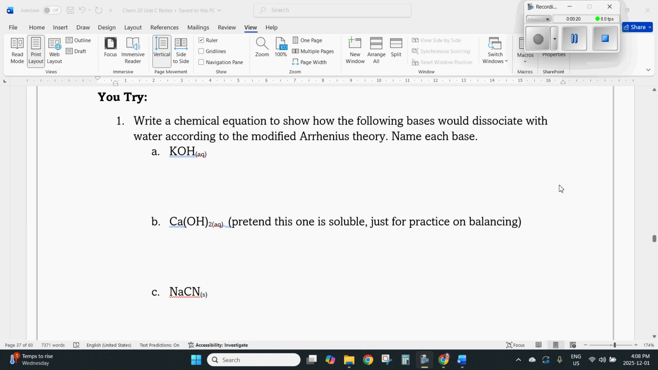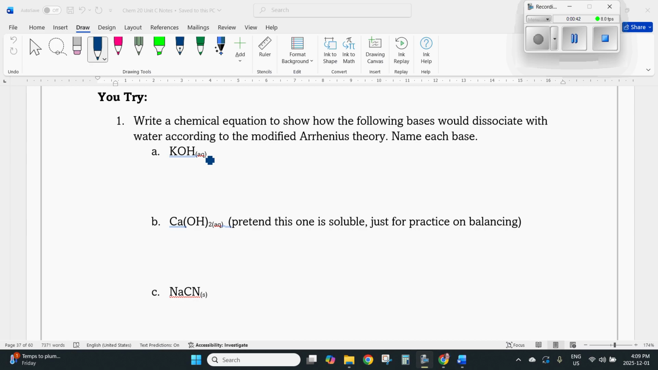Our first U-try is KOH. So it says, write a chemical reaction or a chemical equation to show how the following bases would dissociate in water according to the modified Arrhenius theory. And then it says, name each base.